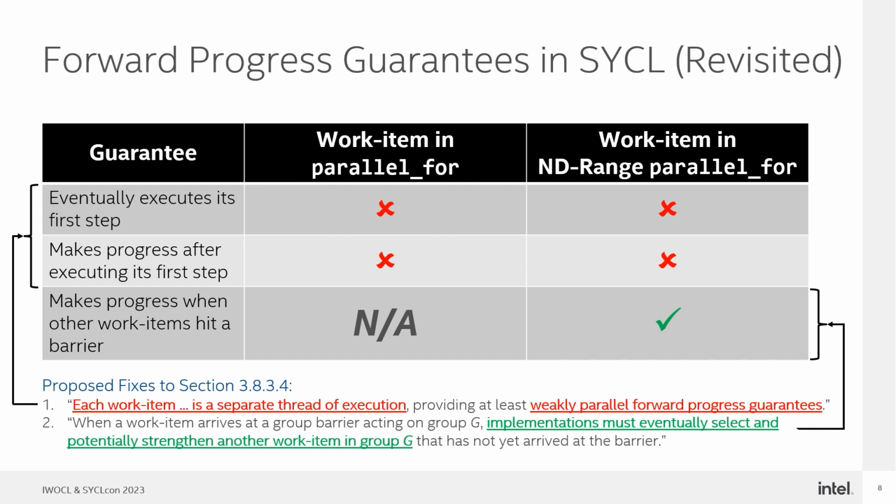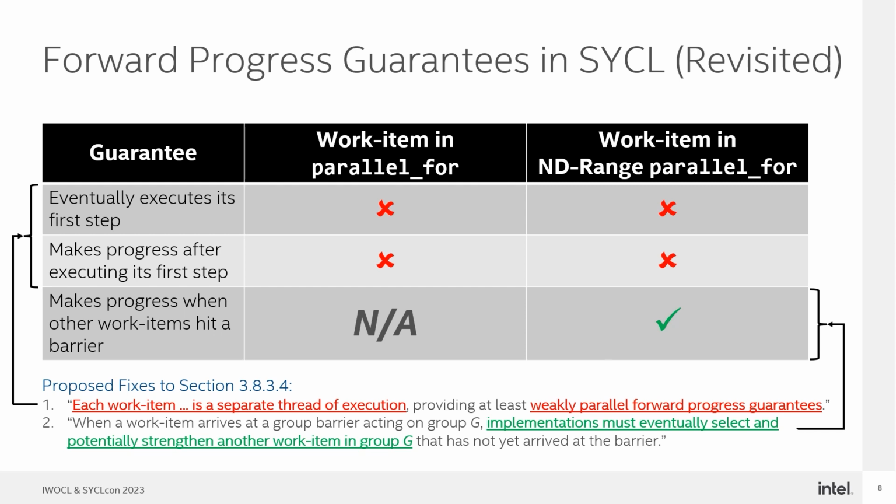Second, we can describe the behavior of barriers similarly to blocking with forward progress guarantee delegation. And the wording we went with was, when a work item arrives at a group barrier acting on group G, implementations must eventually select and potentially strengthen another work item in group G that has not yet arrived at the barrier. And this makes it clear what the semantics of group barriers are.